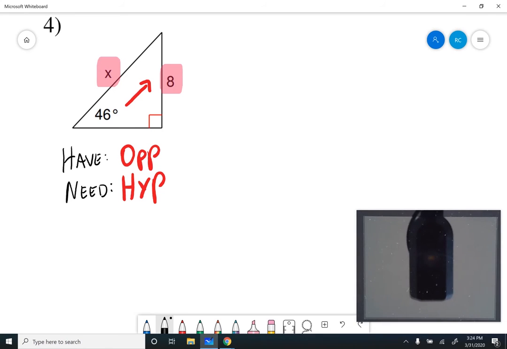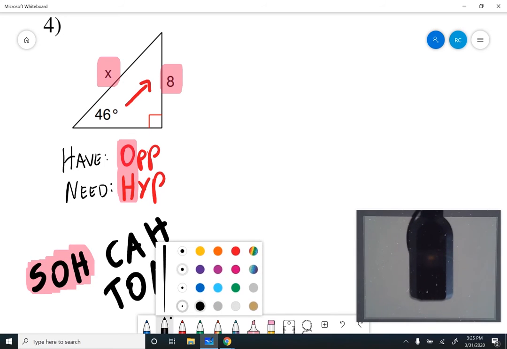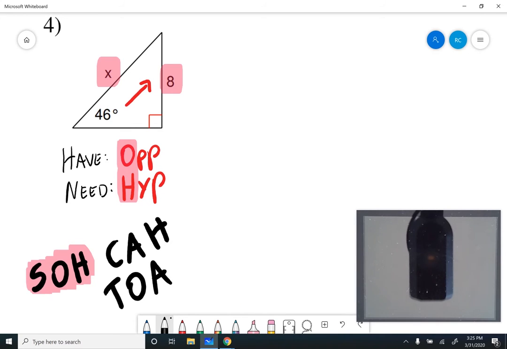How do we figure out which ratio we need? We turn to, here he comes, it's Sokotoa. Yes, that's right, Sokotoa is back once again. We have the opposite, we need the hypotenuse. There's only one ratio that does that for us, and that is sine. So we're going to remember that sine is opposite over hypotenuse, and we're going to say that sine of 46 degrees is equal to opposite over hypotenuse, 8 over x.